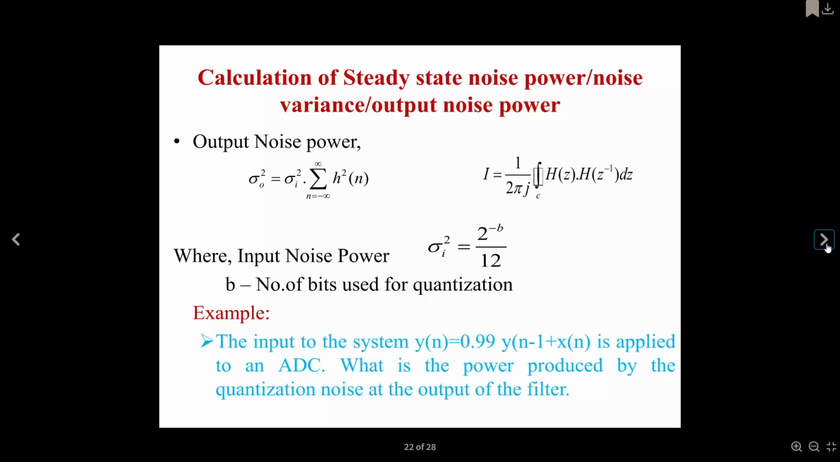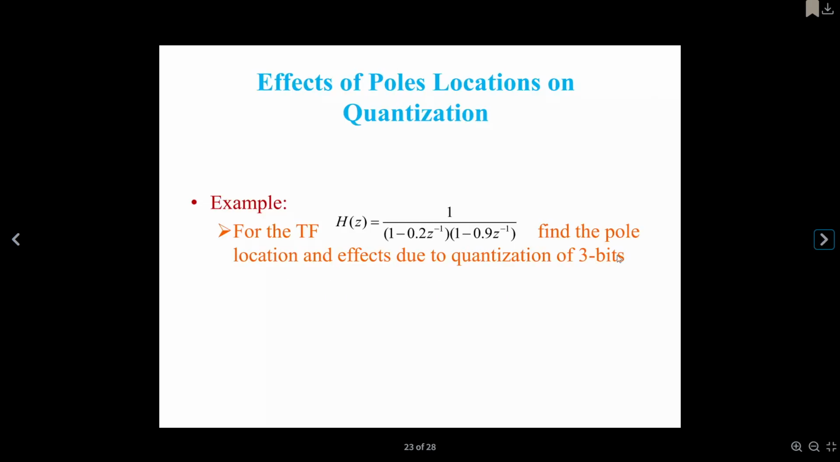Now let's say calculation of steady state noise. Output noise is given by the formula: sigma out squared is equal to sigma i squared times the summation of n from minus infinity to infinity of h squared of n. Similarly, I is equal to 1 by 2 pi j, the contour integral of H(z) H(z inverse) z inverse dz. But the input noise sigma i squared is equal to 2 to the power minus 2b by 12, where b is the number of bits used for quantization. For example, if in a system y(n) is equal to 0.99 y(n minus 1) plus x(n), applied to an ADC, find the power produced by quantization at the output of the filter.